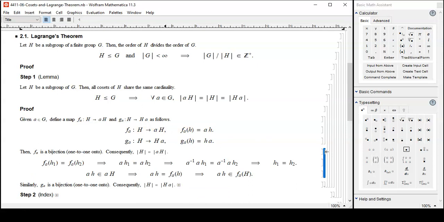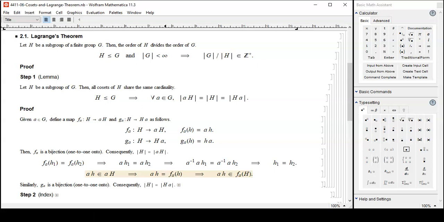In any case, here's the proof. The onto part is a little bit easier, so let's do that first. AH consists of elements of this form, A times a member of capital H. And that A times h is actually F_A of h, a function value based upon the function defined like this. Consequently, an arbitrary element from the left coset AH belongs to the image set. So we have an onto map.